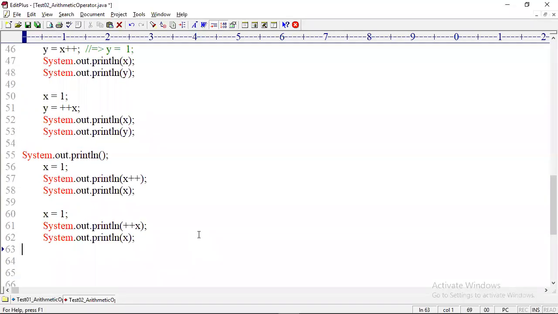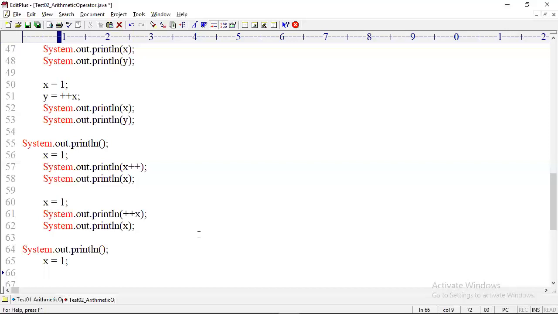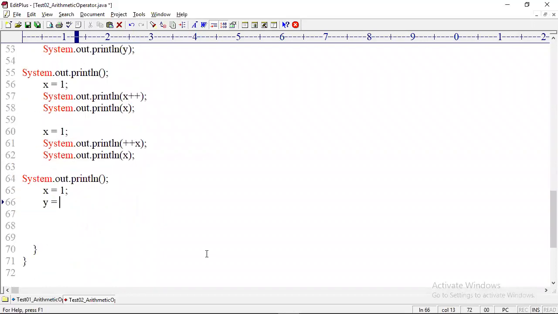Now next case. Next case is a wonderful case. Now I'm writing something like this. Observe. x equal to 1 I'm writing. Now I'm going to write a y variable. Up to now we are using either plus plus x or x plus plus, individually. Now I'm using a combination: x plus plus, plus, plus plus x, plus, x plus plus, plus, minus minus x, plus, x minus minus, plus, minus minus x.